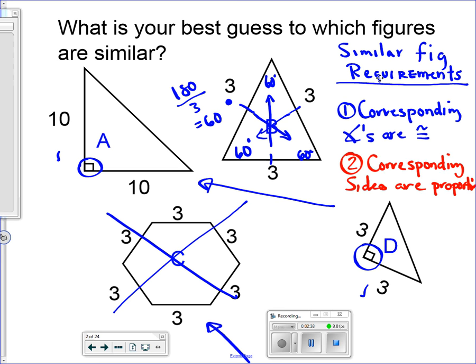Now, the corresponding sides have to be proportional. Proportional means that I can write a ratio between corresponding sides, such as 3 over 10. That's taking this side and writing it to its corresponding side. And then this 3 to this 10. Right? And proportional means that those sides' ratios are going to be the same.